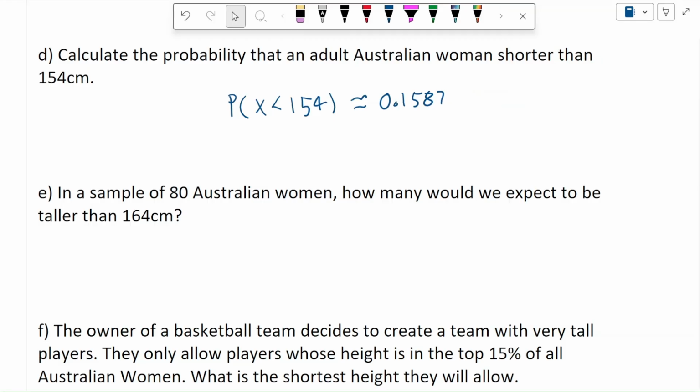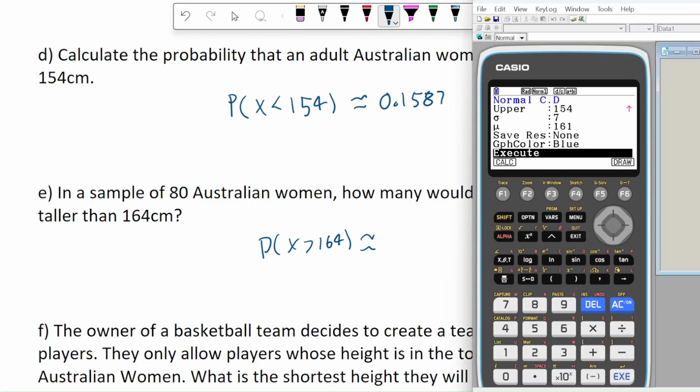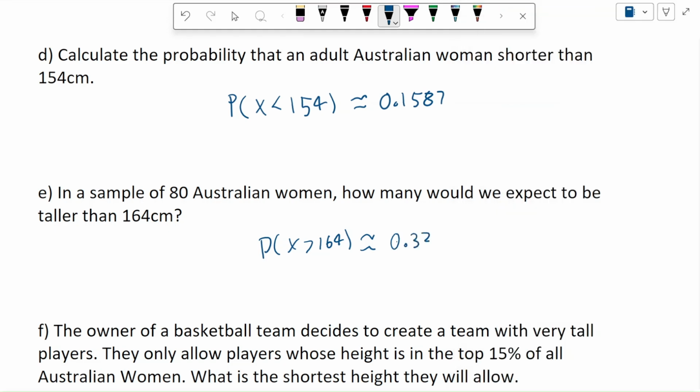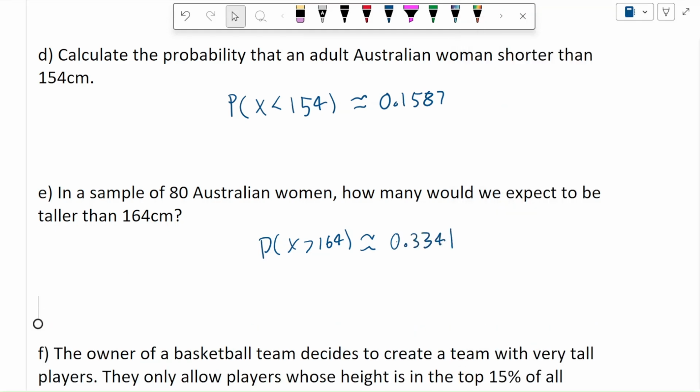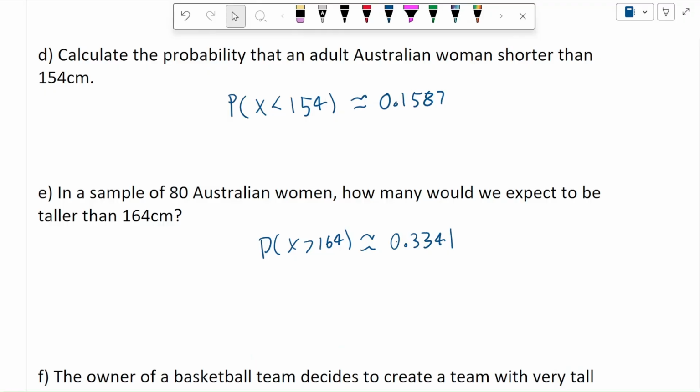Okay, in a sample of 80, how many do we expect to be taller than 164? So the probability that x is greater than 164 roughly equals. We're going to jump back in. We're going to set our lower to 164, and our upper can be a whole bunch of 9s. Then we're going to execute that. So we got 0.3341. Now that's the probability. So it's about 33% will be over that.